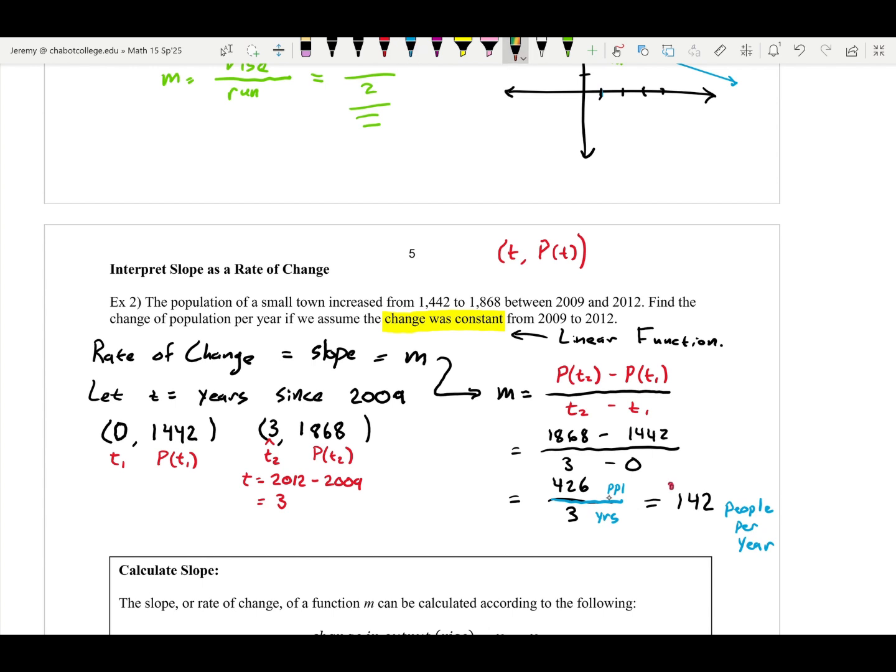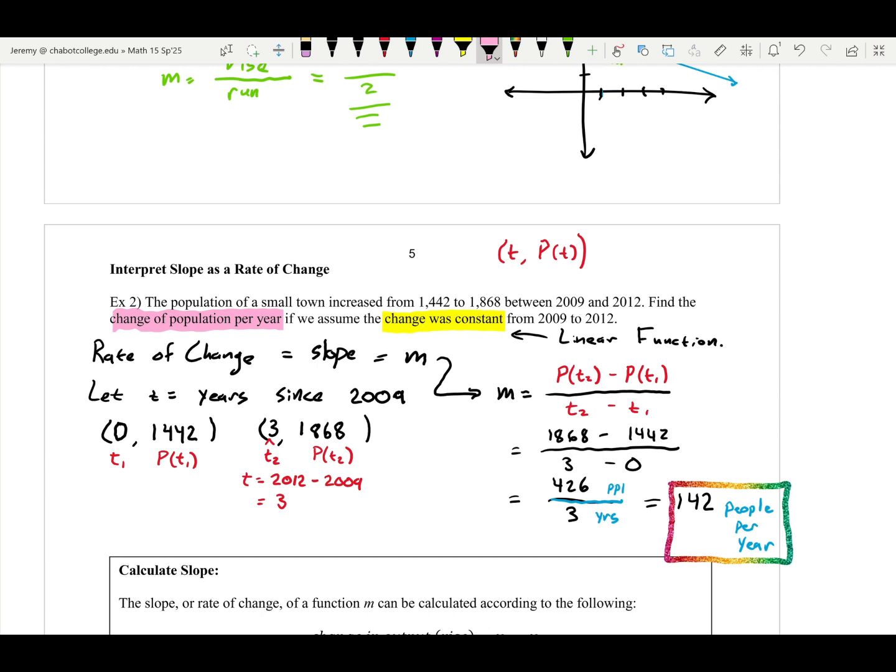So I'm going to put a box around this because remember what we were asked for in this problem was find the rate of change in population, or the way they phrase it is change in population per year, right? This is the thing that indicates that we're looking for a rate of change. And there it is. So each year between 2009 and 2012, there's this constant rate of change of 142 people per year.